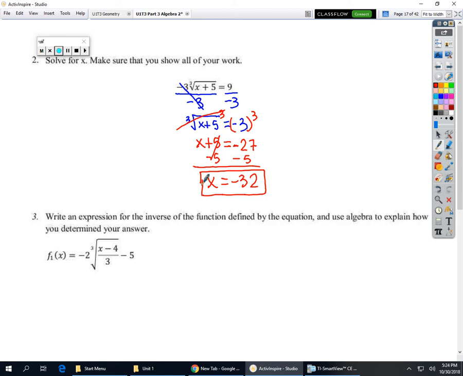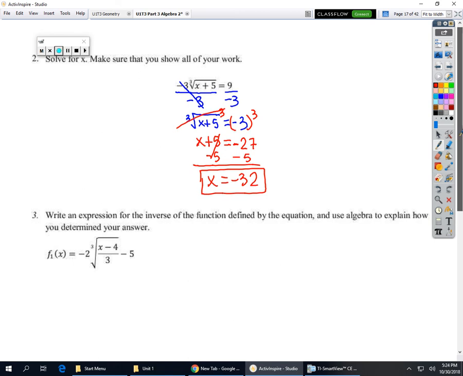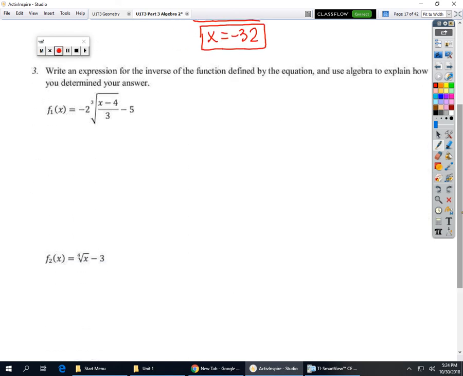All right, so just your general solving. All right, number 3, it's asking to find the inverse. The first one's pretty bad. The second one's not too bad.